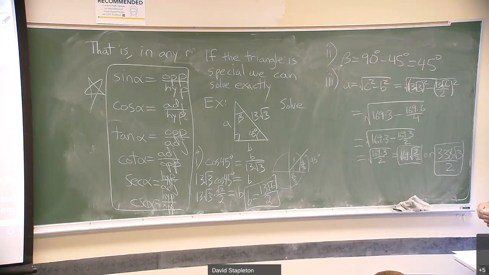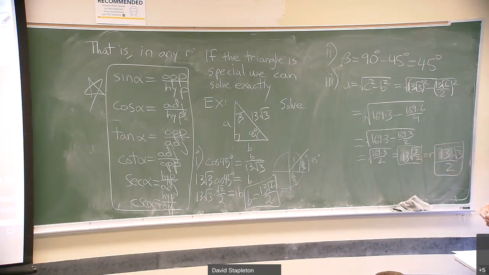Didn't write this right. It's not 169 square root of 169. It's 13. Apologies. 13 square root of 3 over 2. Or 13 square root of 3 halves, or 13 square root of 3 over 2.